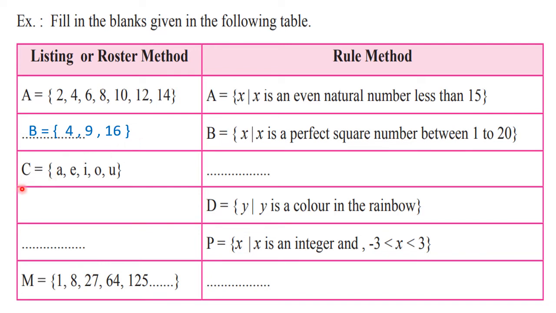Let us go further. Set C is given and you can see the elements A, E, I, O, U. As soon as you listen to them, immediately you will come to know that in your English alphabet, you have 2 types of alphabets, vowels and consonants. So you know that these 5 are vowels. So you got the property. Then you need to write down this property. You know how to write now.